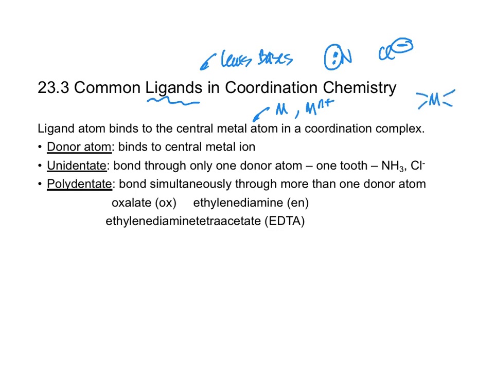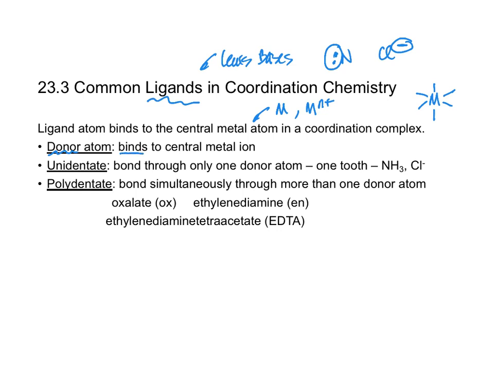So we talked about how some of them are octahedral, tetrahedral, square planar. You do not need to know what forms what. You only need to know that they are the options that are possible. So if I'm going to talk about a donor atom, it is going to bind to that central metal ion.